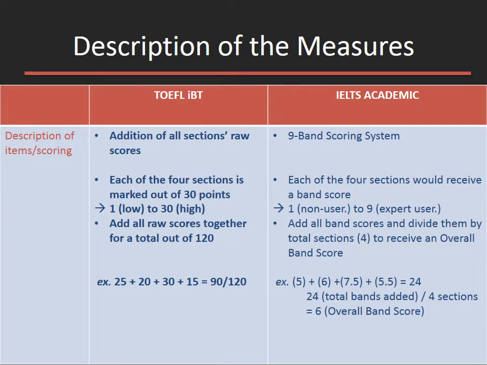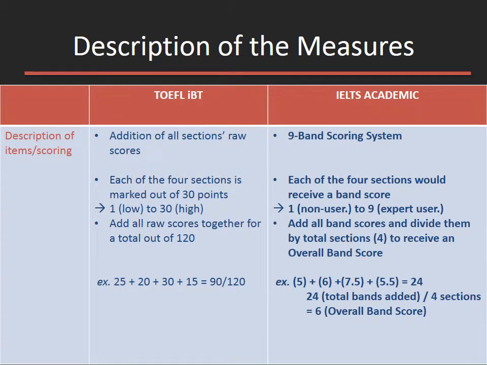The TOEFL IBT takes the addition of all sections' raw scores. Each of the 4 sections is marked out of 30 points, 1 being a low score to 30 being the high score. They then add all raw scores together for a total out of 120. An example is 25 plus 20 plus 30 plus 15 equals a total of 90 out of a possible 120 points.